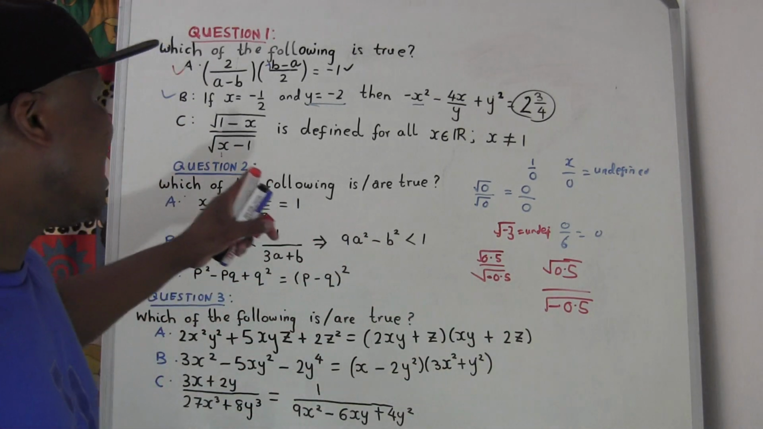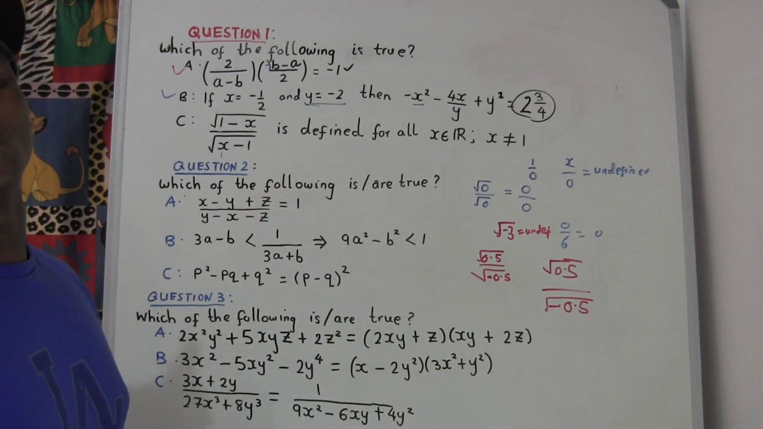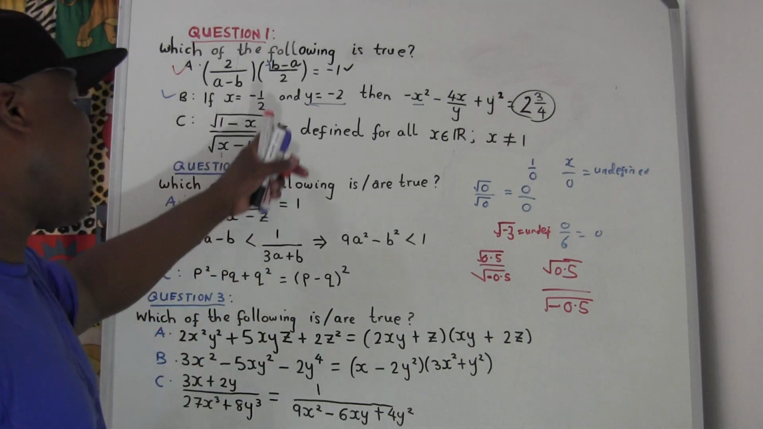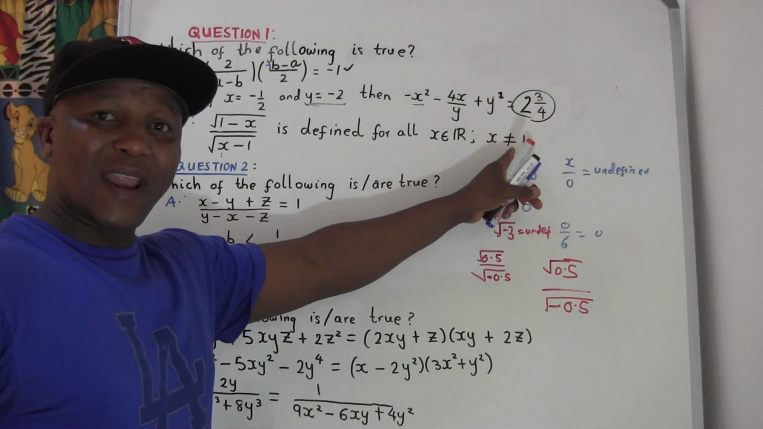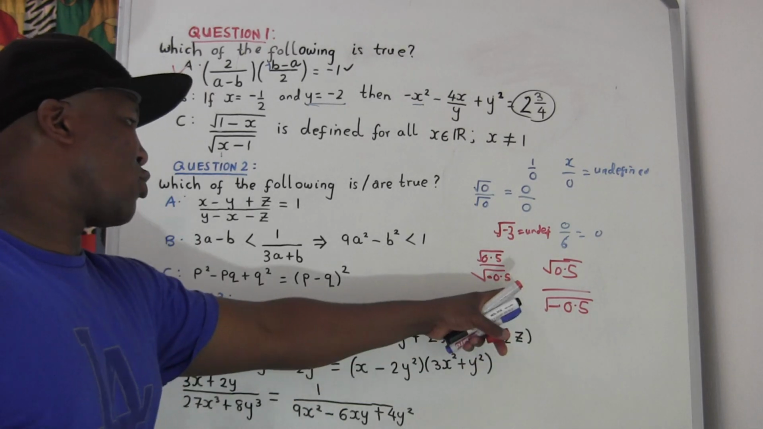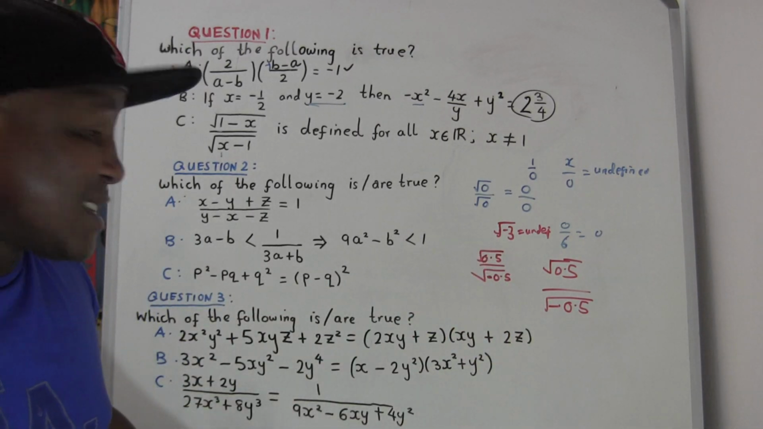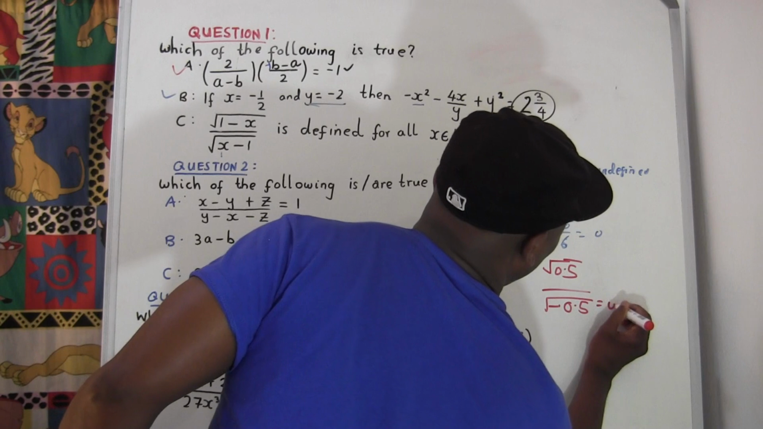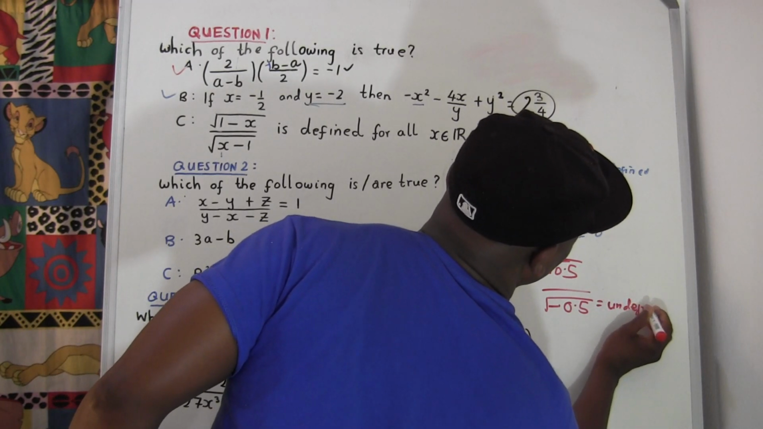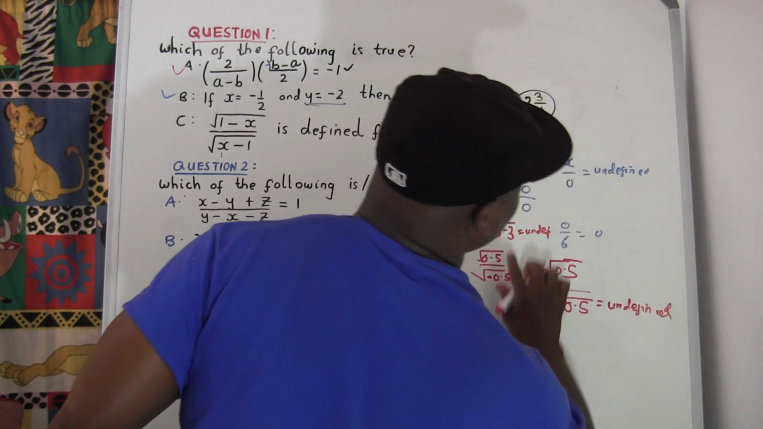So this is not enough for me to conclude that this cannot be defined only when x equals 1. Even when x equals 0.5, it gives us undefined, because here we cannot square root. So since this is undefined, it means the statement is not true.